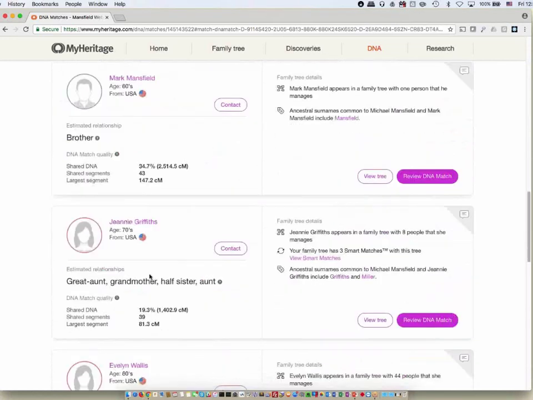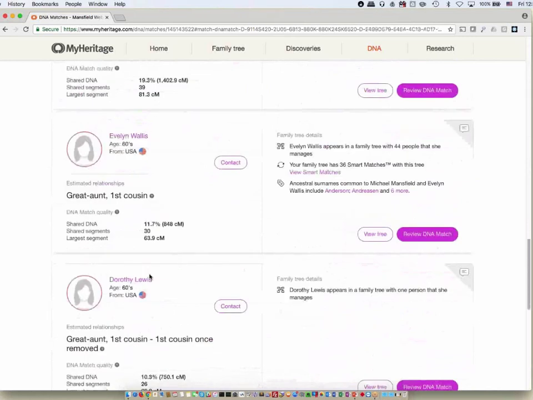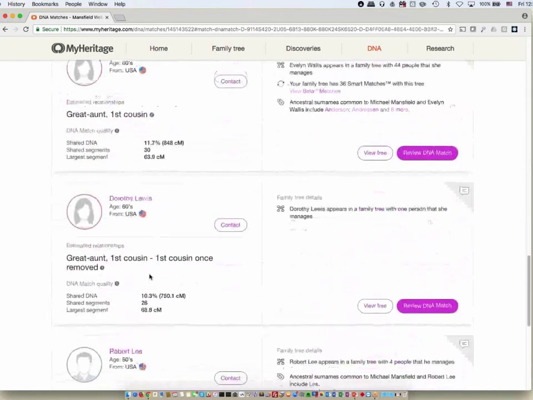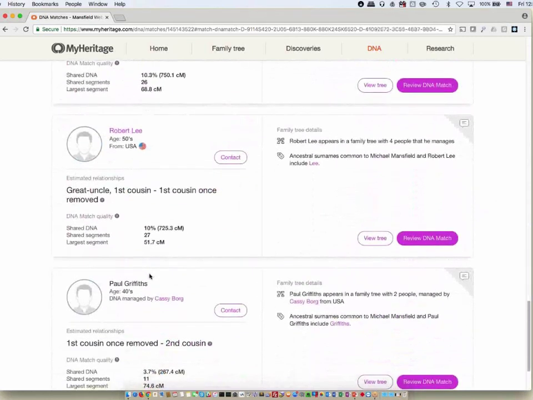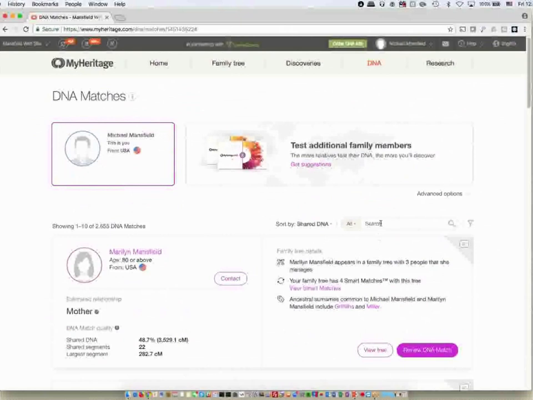This is my aunt, Janine Griffiths, and another aunt, Evelyn Wallace. So I see some people I recognize. I'm not too interested in looking at them as I already know how I'm related to them. And then I start to see people that I don't recognize or don't see how I'm related. So let me go to an example. I want to show you an example of a match that I have to a gentleman in Norway.